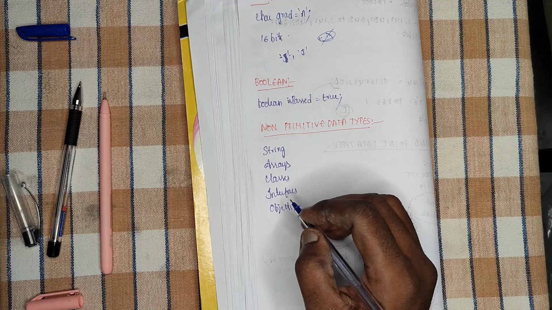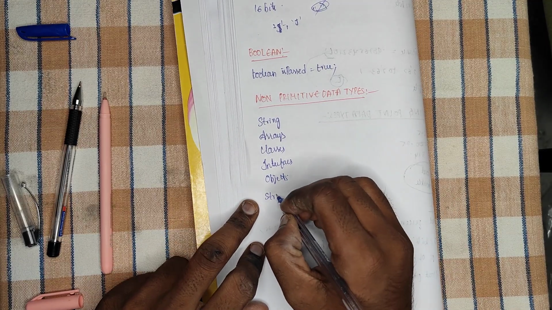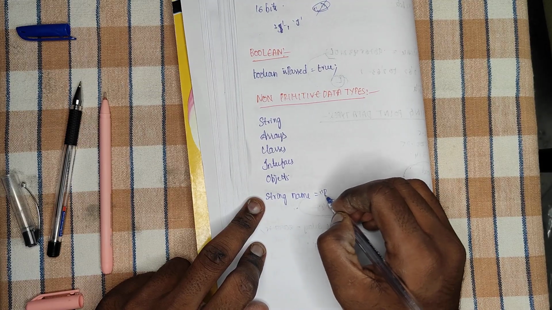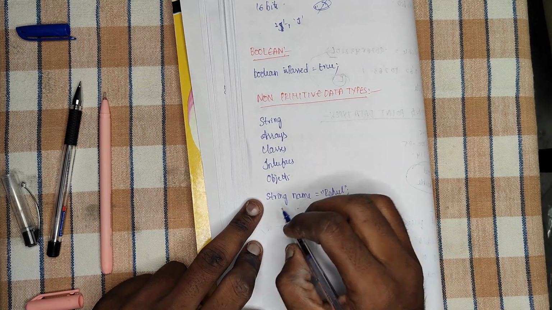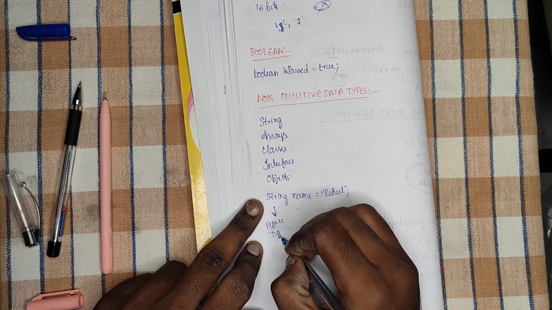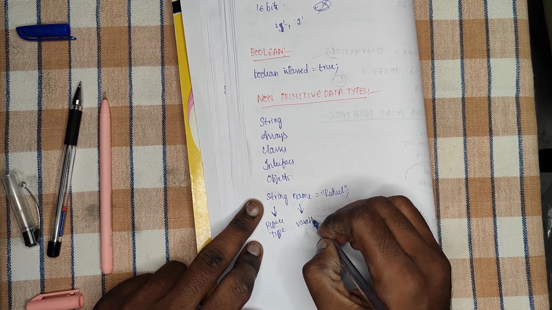For example, String name is equals to Rahul. String is a reference type. Name is a variable. Rahul is the string value.